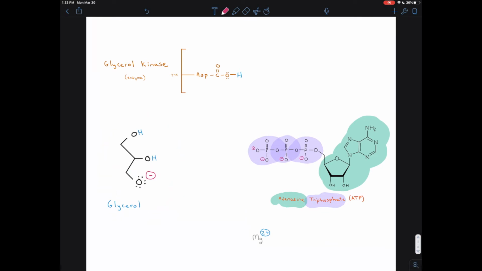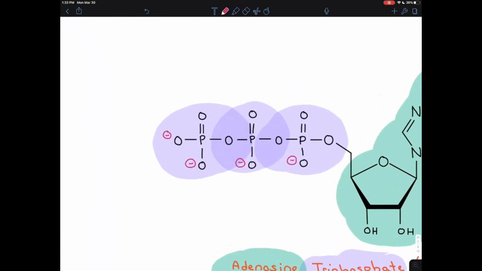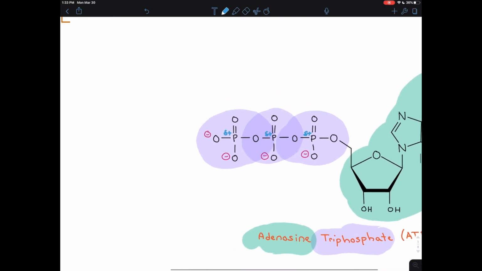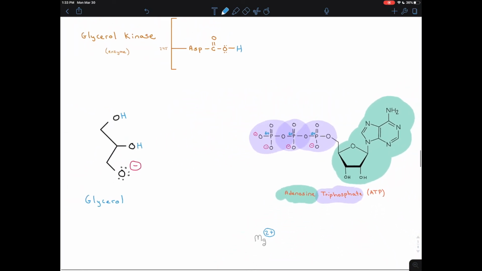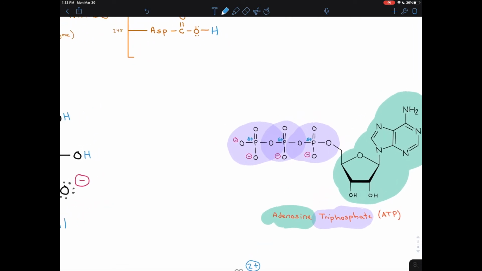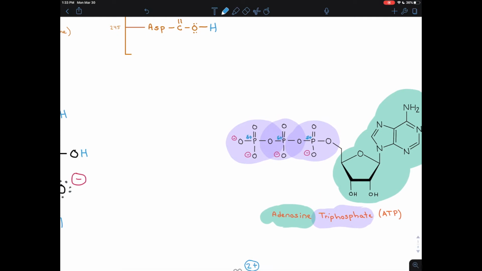Now that this oxygen of glycerol is a strong nucleophile, it can do an SN2 reaction on one of the phosphoruses in the phosphates of ATP. These phosphoruses are bonded to a lot of oxygens. All the oxygens are pulling the electron density away, and so the phosphoruses are really slightly positive. Each of them are. They're losing a lot of electron density to the oxygens that they're bonded to. So they're vulnerable electrophiles.